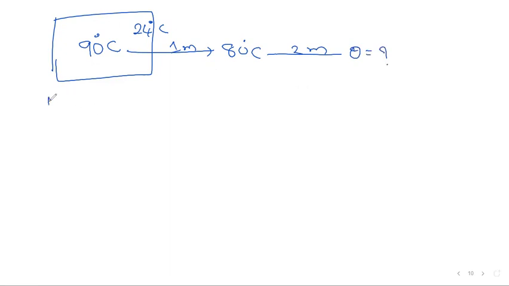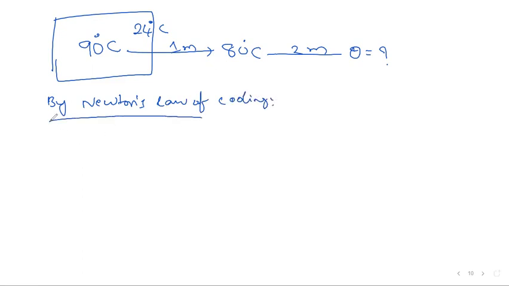Now, by Newton's law of cooling. Have you understood the question? Look here. The initial temperature of the cup of coffee is 90 degrees Celsius. We kept the cup of coffee of 90 degrees Celsius in the room. After 1 minute, I observed that the temperature of the cup of coffee had decreased to 80 degrees Celsius. Here we need to calculate how much temperature the cup of coffee has after 2 minutes.